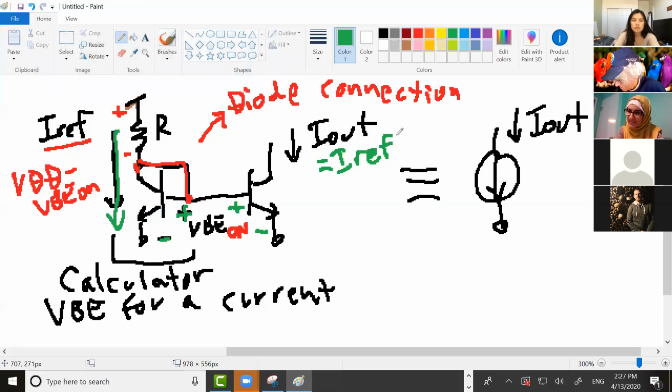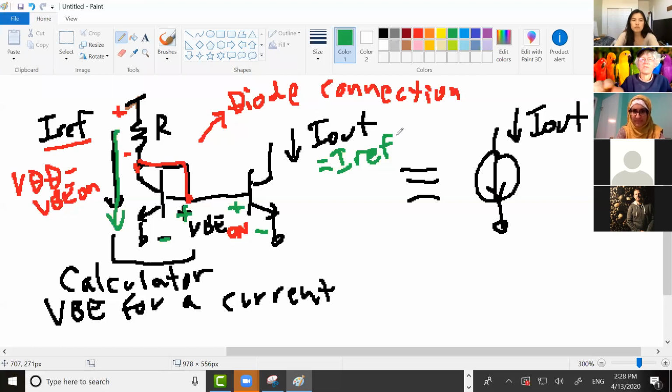Okay. My question is, you have there that it says VBE on, and that voltage will not produce the desired current all the time, right? So that VBE will change in accordance to what current you want coming out. So is that voltage actually VBE, or is it VBE on? It's actually the VBE for the current.